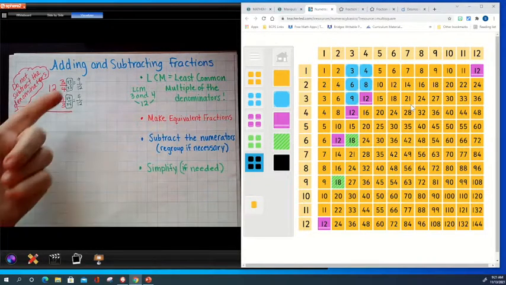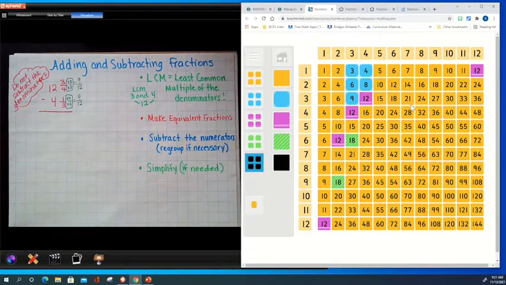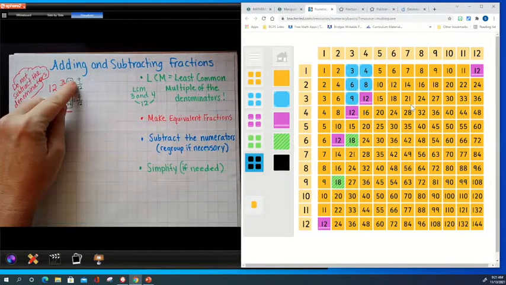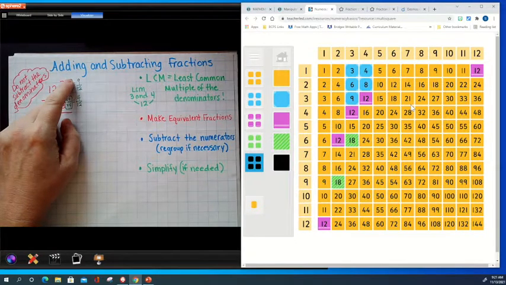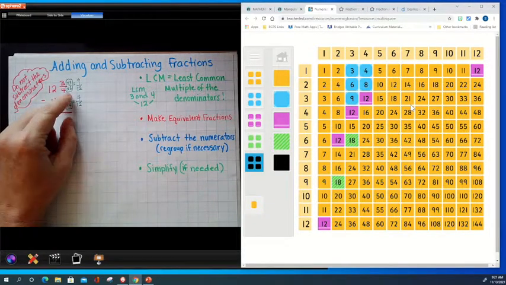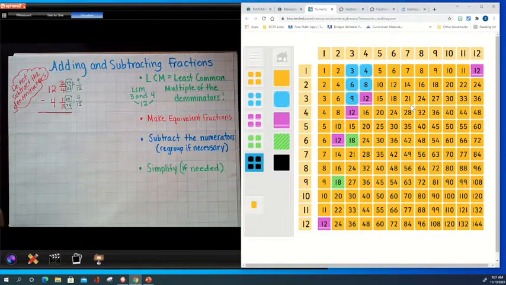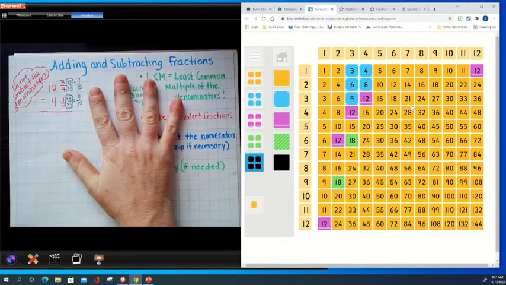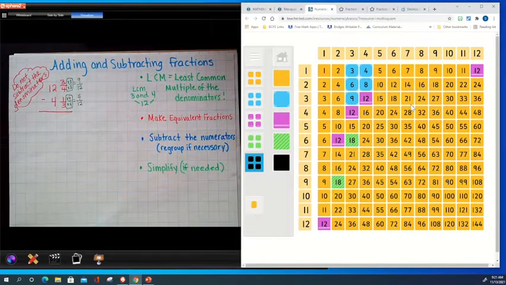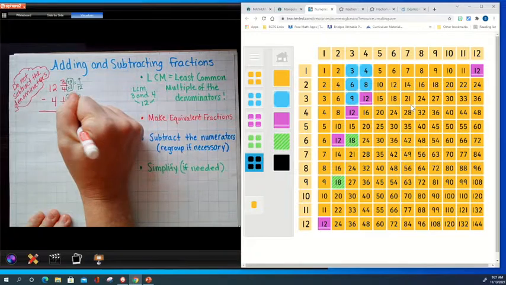Now, I noticed that I have a 9 in the numerator and a 4 in the numerator. And I know that when I have a 9 and I can take 4 away, I don't need to regroup because I actually physically have 9 and I'm taking 1, 2, 3, 4 away. That leaves me with 5. So it's kind of basic subtraction, but you get it. 9 minus 4 is 5. So we're left with 5/12.